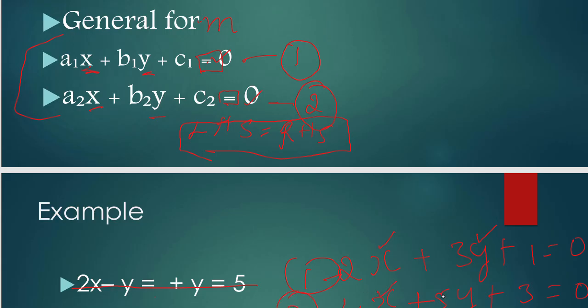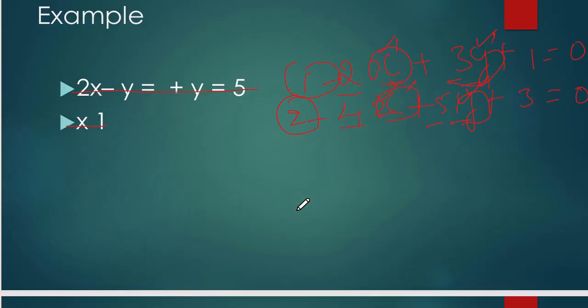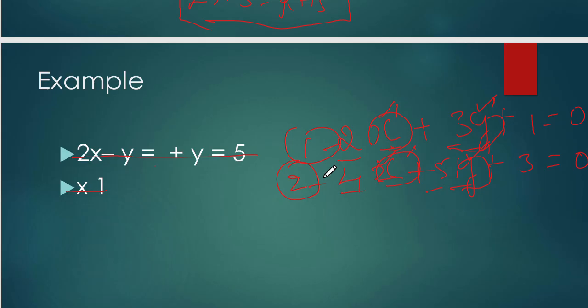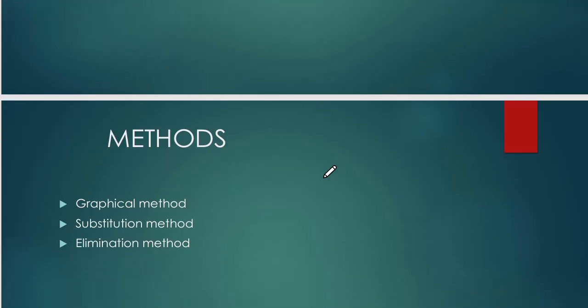You can see x and y. Both equations have the same variables. Coefficients might be different, that doesn't matter, but the variables are the same, and the variable has 1 as its highest degree. So these are a pair of linear equations.